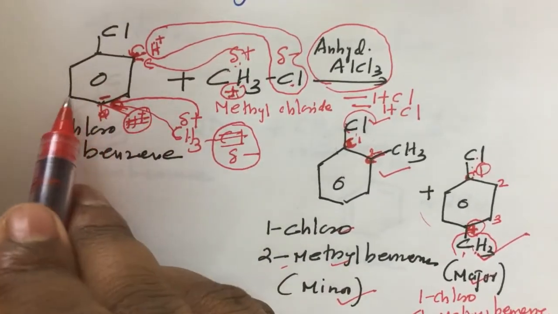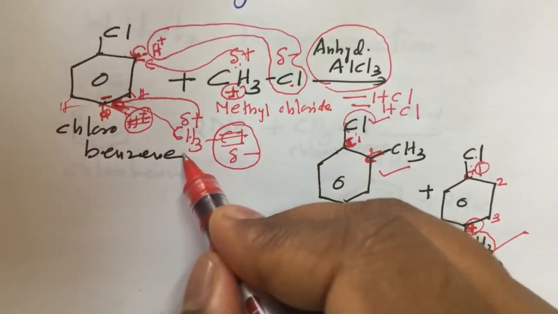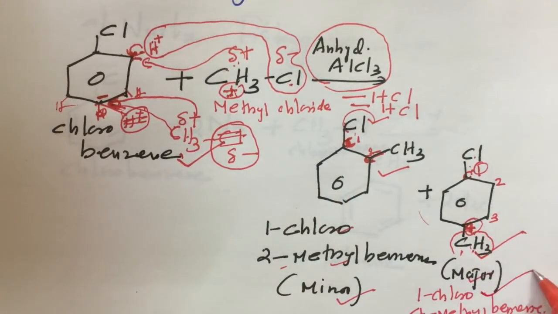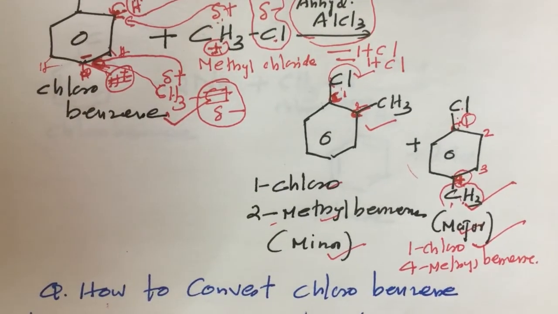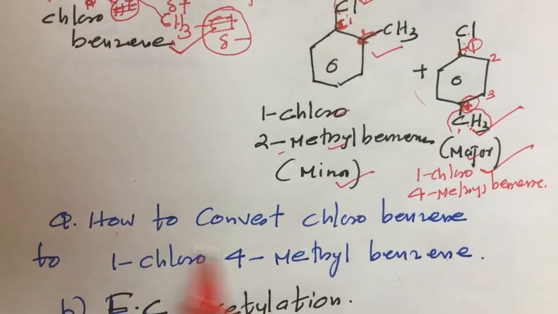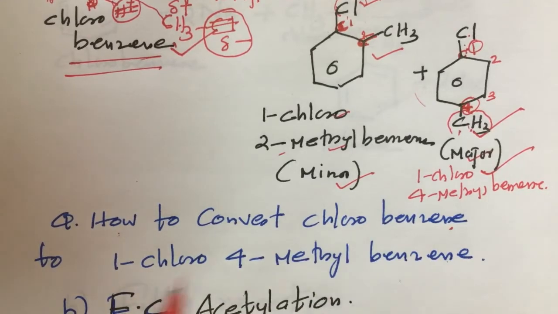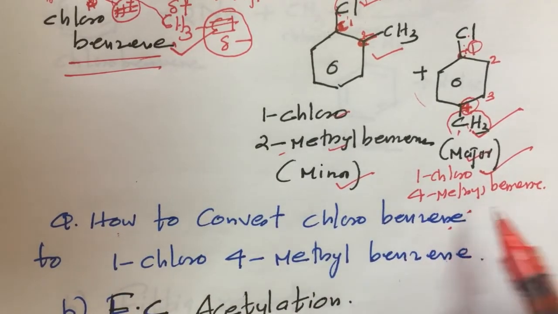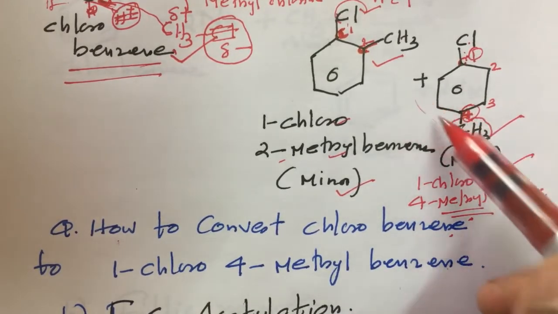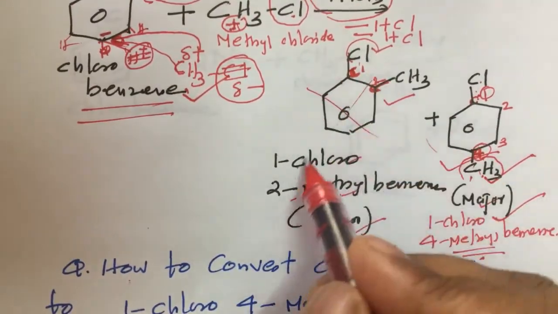And here there is no other group, only the smaller hydrogen atom, so the steric effect is less. So this substitution will take place easily. So the para product is always the major product. Clear? Okay, and here you can expect a question like this: how to convert chlorobenzene to 1-chloro 4-methyl benzene? In a case like this, you need to write only one product. No need to write the minor product.